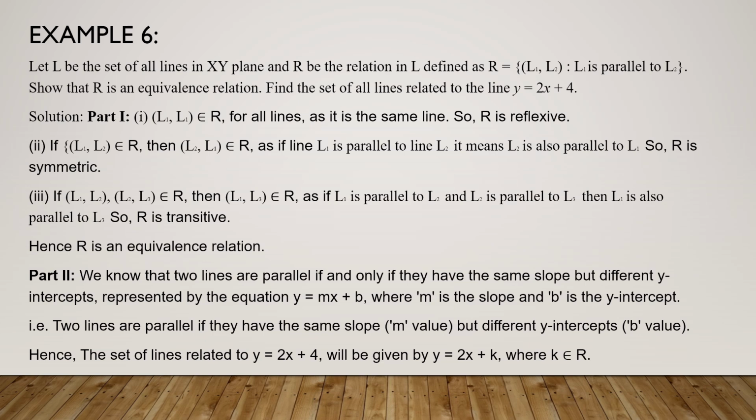Related means what is the relation in this sum? It is parallel. So we know that two lines are parallel if and only if they have the same slope but different y-intercept values. Correct? You know that for two lines to be parallel, their slope obviously has to be the same. So y is equal to mx plus b where m is the slope, b is the y-intercept. So if you take any line such that the slope m is the same but the b value is any value, then it will be parallel to the given line. So the set of lines parallel to y is equal to 2x plus 4 will be given by y is equal to 2x plus k for any k belongs to R. The 2 should remain the same, the slope should remain the same.